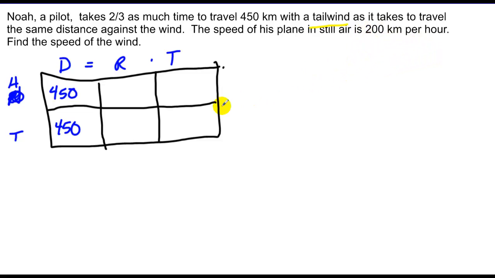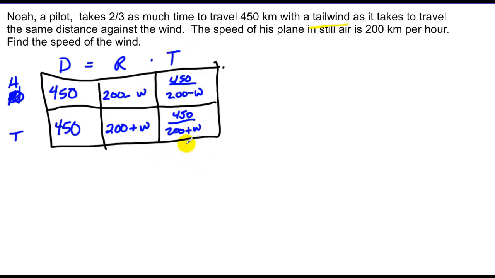So the rate in this case is made up of two things: the still air rate and the headwind, and the still air rate and the tailwind. With the tailwind, we're getting speed. It's adding. So I'll call that W for wind. But with the headwind, we're taking away from our normal rate. Once again, distance over rate's equal to time, so that's 450 over 200 minus W, and then we have 450 over 200 plus W.